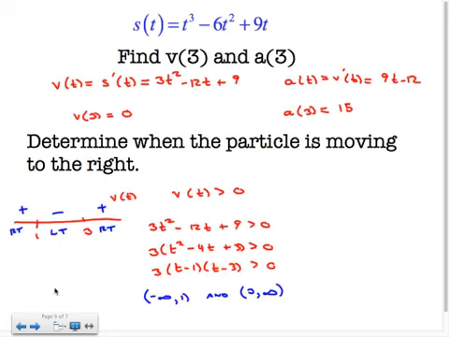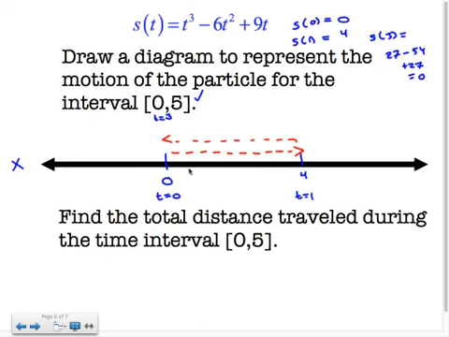All right, and then we go back to the right, and this thing says stop the clock when t is 5. So we're going to move back to the right a certain number of units. Let's find out how far. S of 5 will tell me that. So what is S of 5? Well, we get 125 minus 6 times 25, that's 150, plus 45. So this is negative 25 plus 45, which is 20.